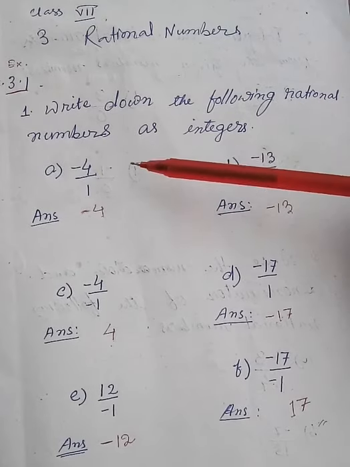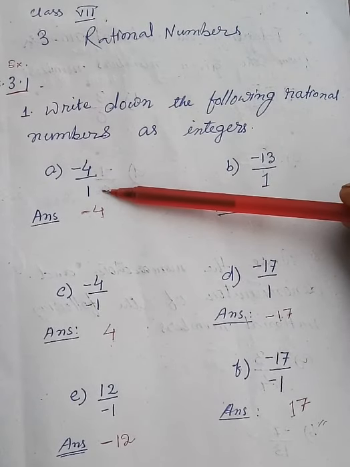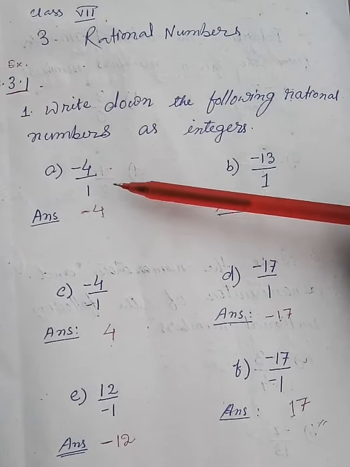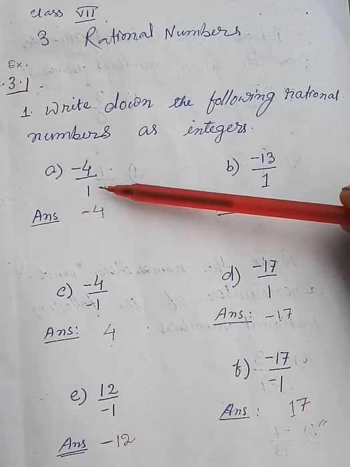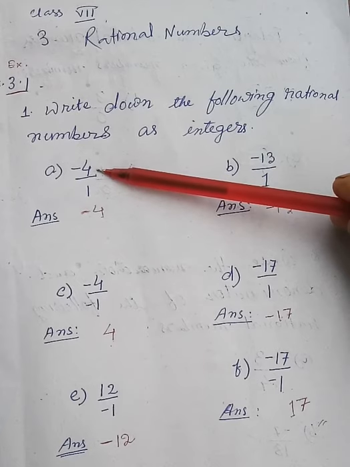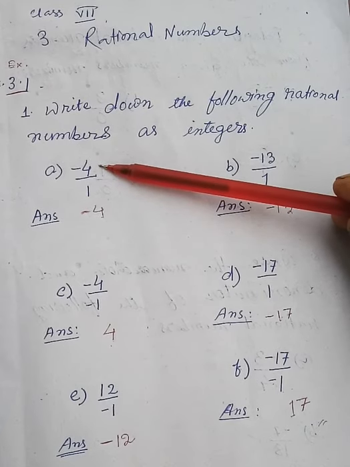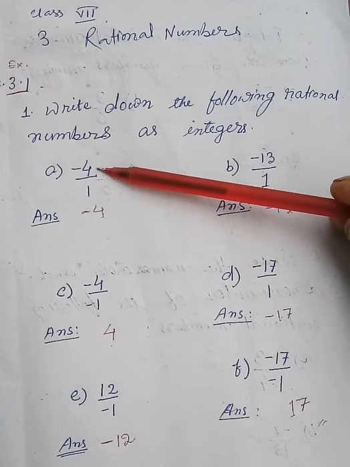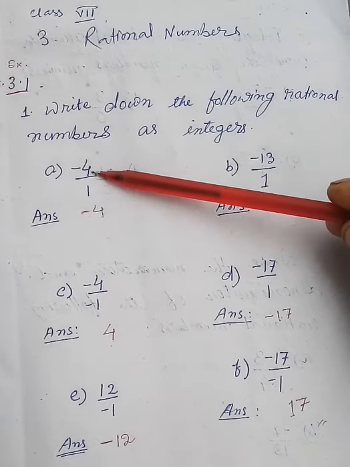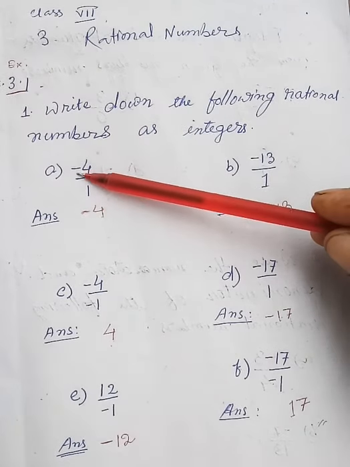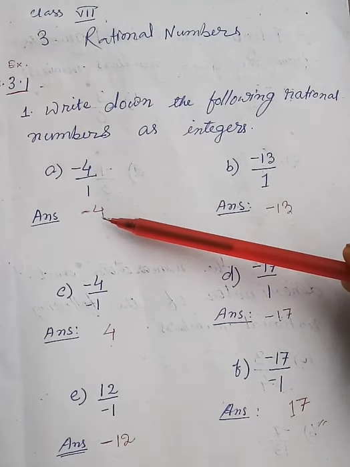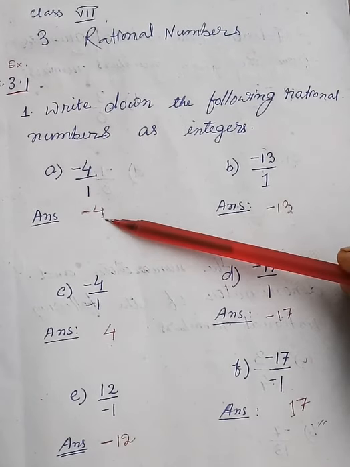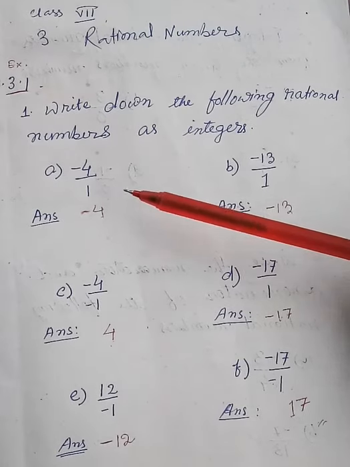And you know, if 1 is the denominator, we need not show it, because 1 divides the number the same time. 1 divides 4 times. So you just write the 4, and here it is negative, minus 4, so you must write a minus here. So it is the integer form of this rational number.